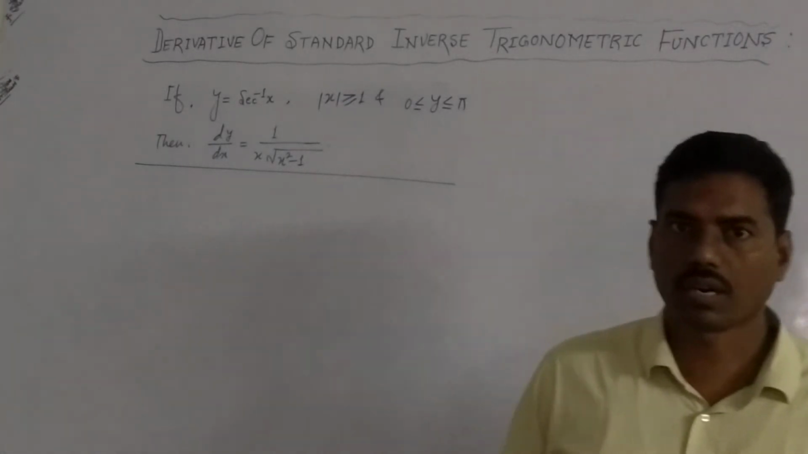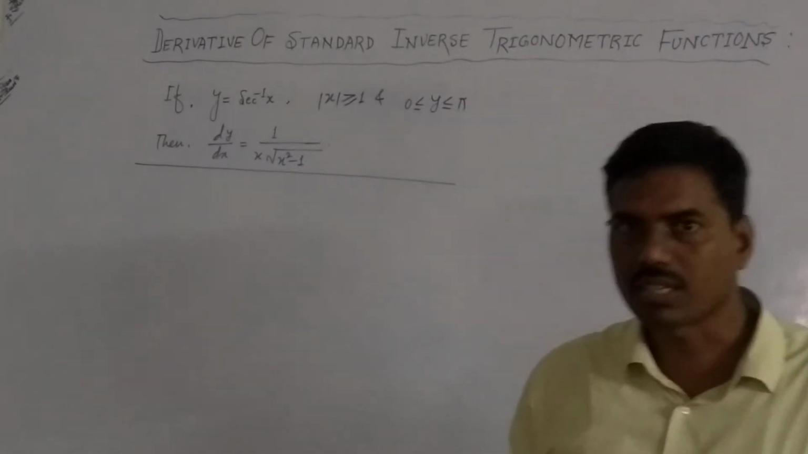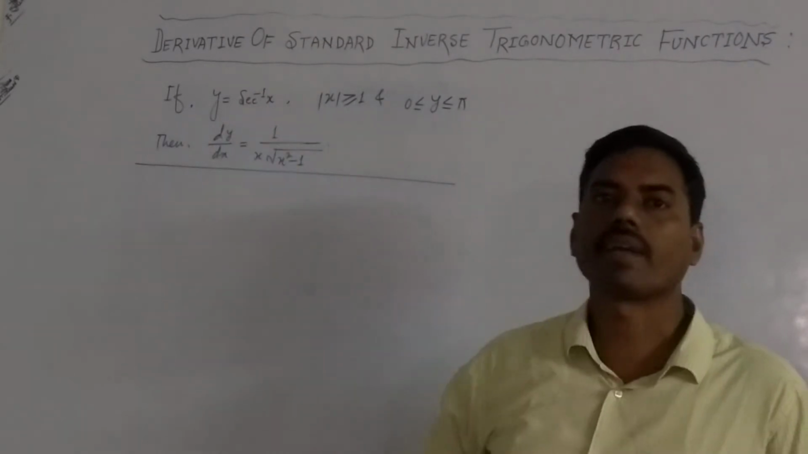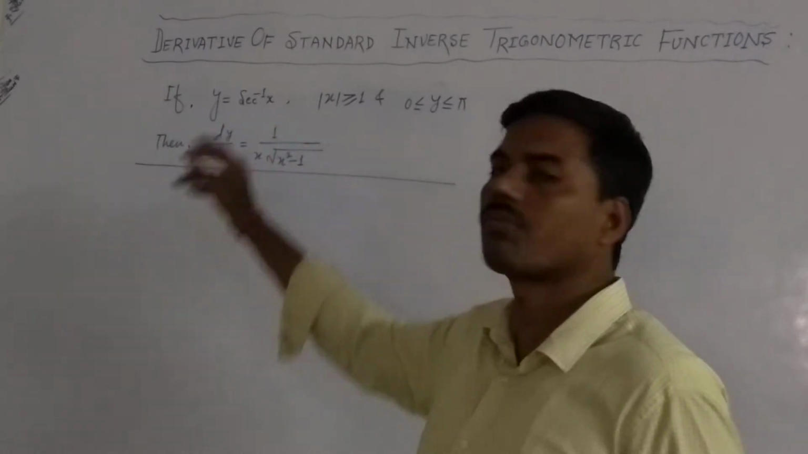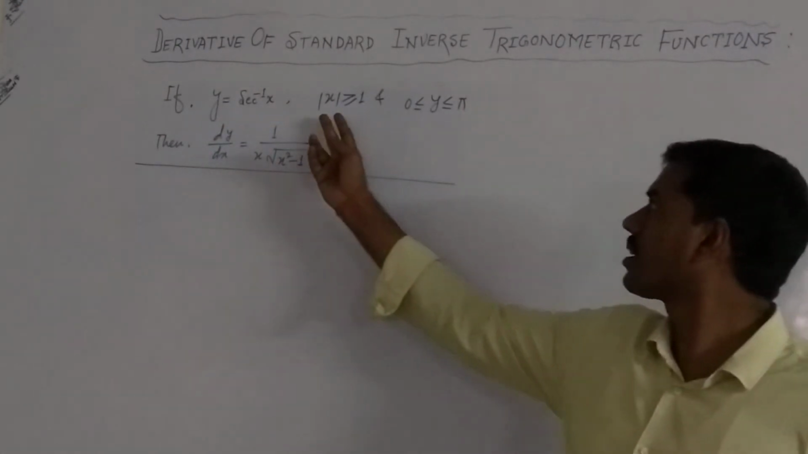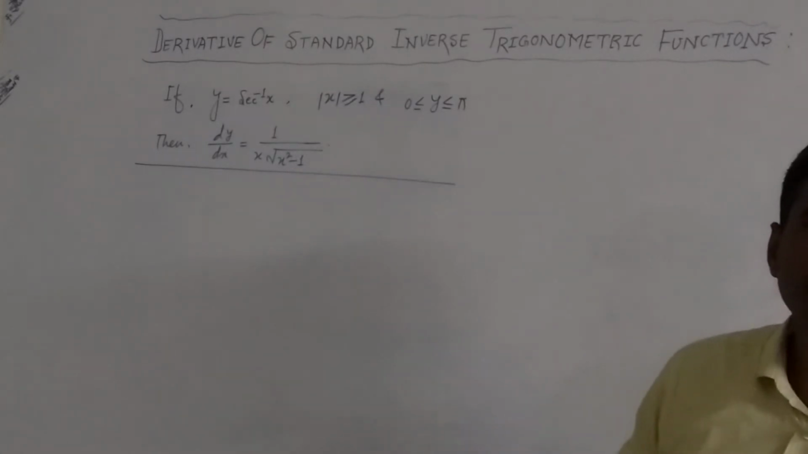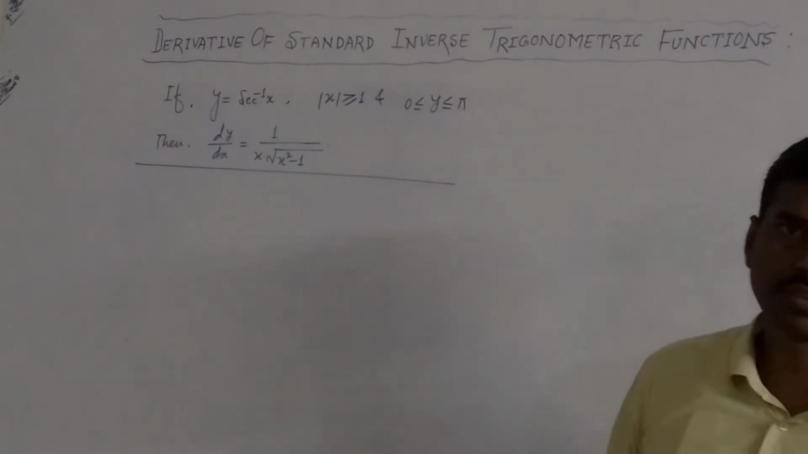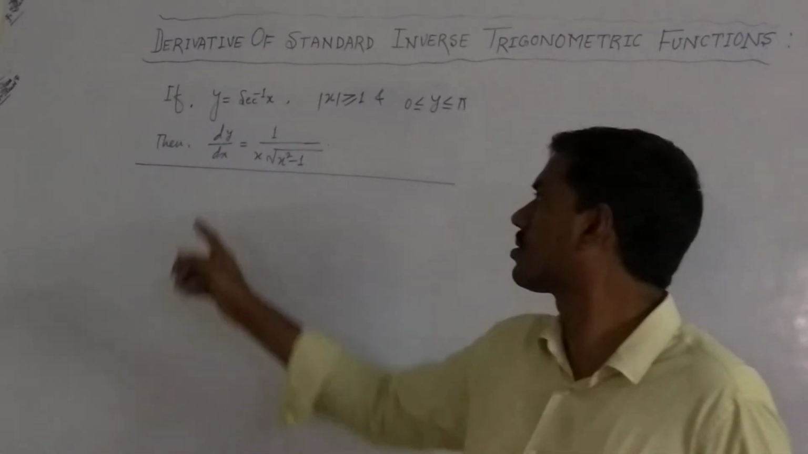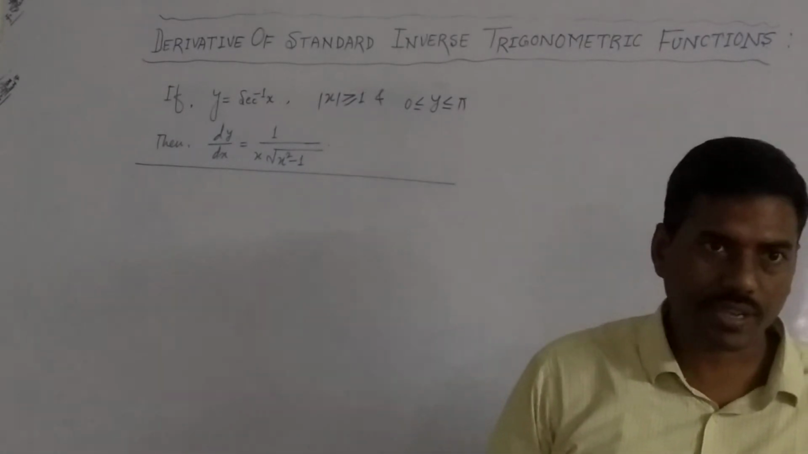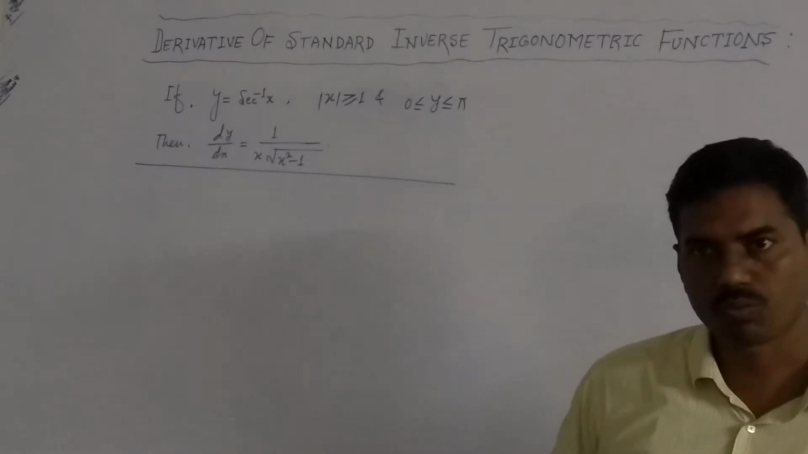Hello students, our next standard inverse trigonometric function is sec inverse of x. Means if y is equal to sec inverse of x, where mod of x is greater than or equal to 1 and the range of y is between 0 to pi, then the first order derivative of y, dy by dx, is given as 1 upon x under root of x square minus 1.